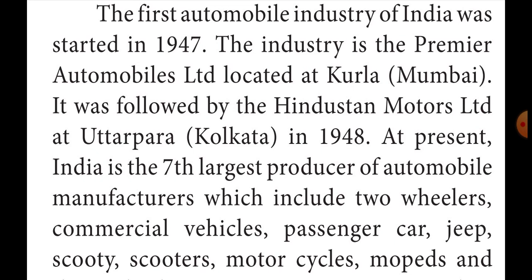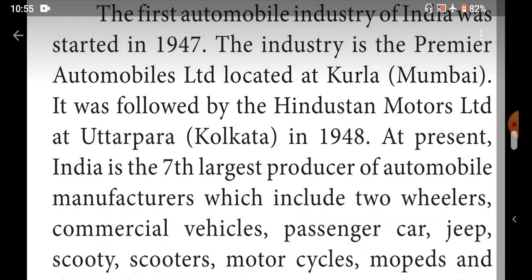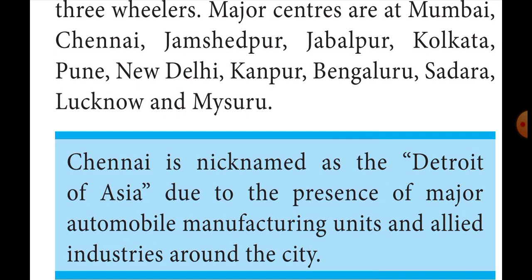At present, India is the seventh largest producer of automobiles. Through automobile industries, India produces two-wheelers, commercial vehicles, passenger cars, jeeps, scooters, motorcycles, mopeds, and three-wheelers. These are the things mostly produced through these automobile industries.